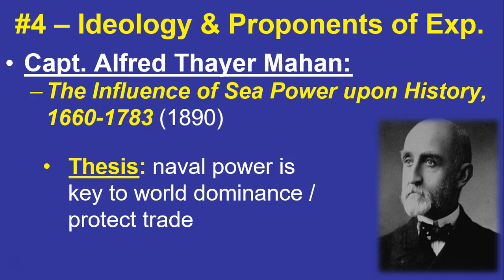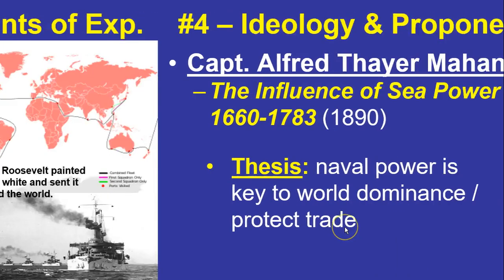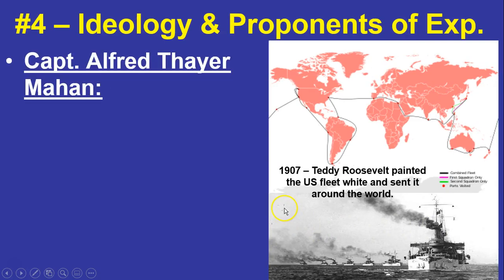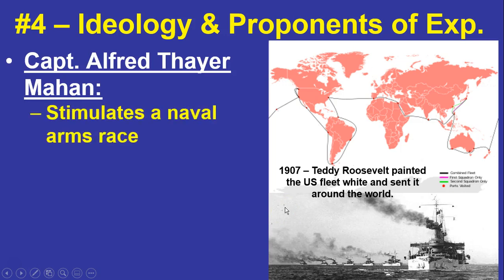He wrote this in 1890 when the census said the frontier is gone. He says naval power is the key to world dominance and protected trade. Every empire on the planet in world history has always had a strong navy: the Egyptians, the Phoenicians, the Greeks, the Romans, and that navy feeds the economic system, the buying and selling of goods.